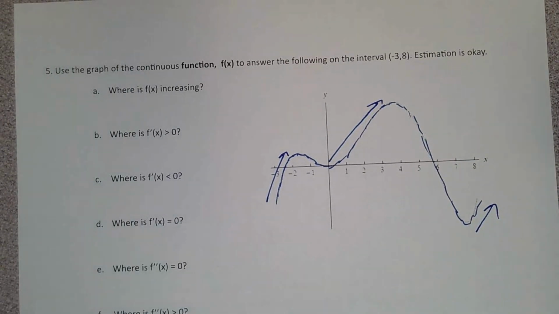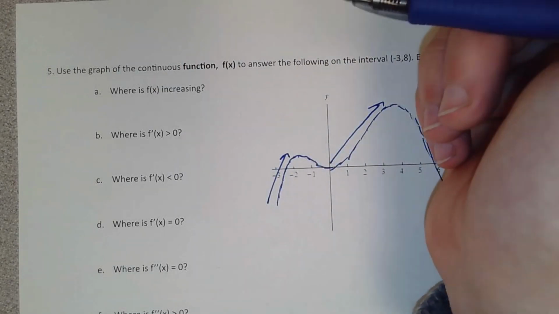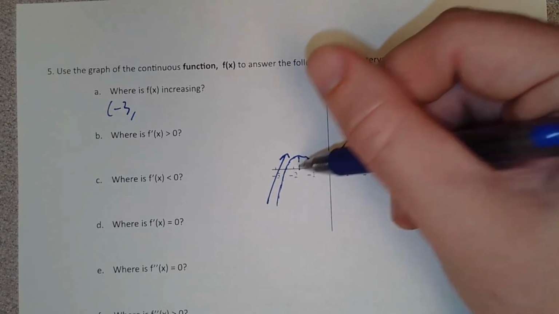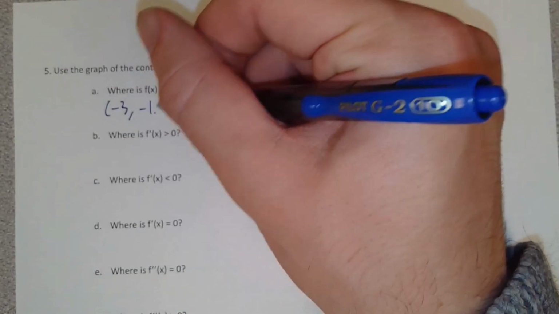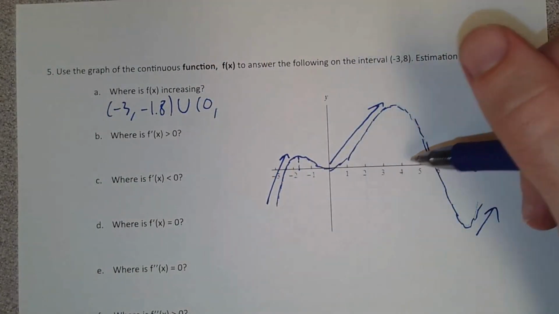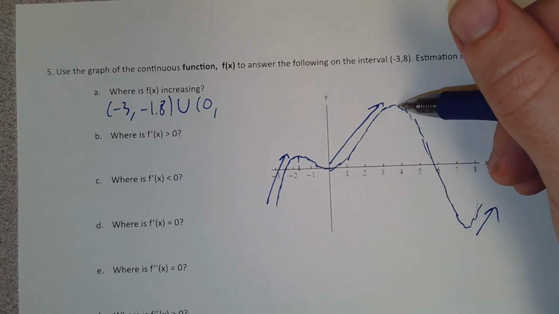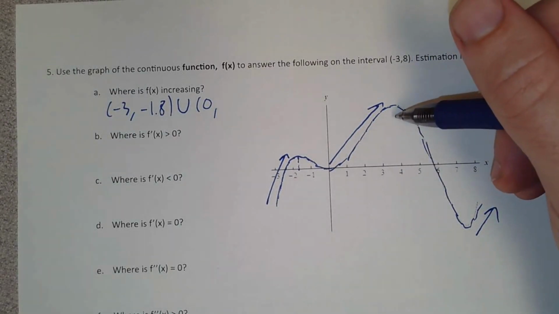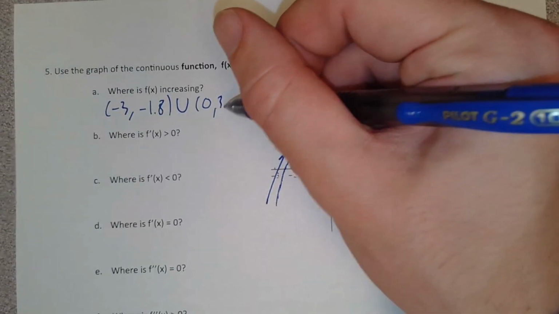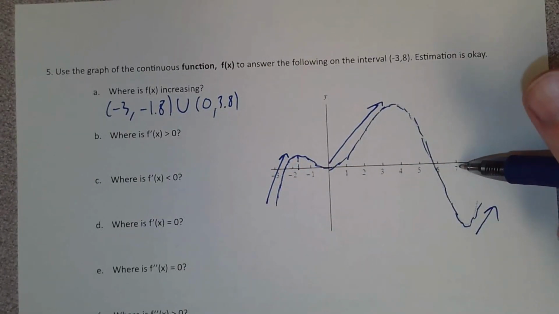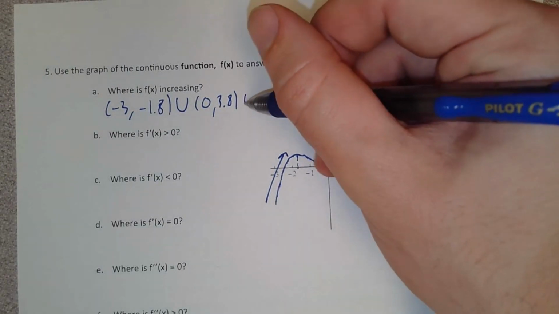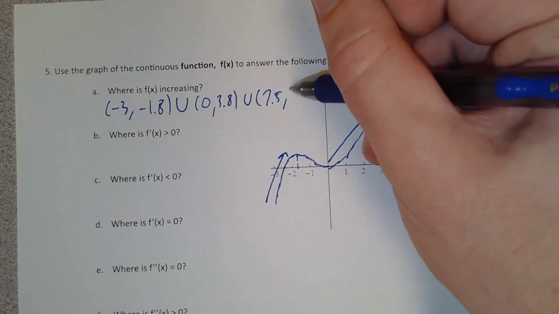So where's it increasing? I'd say -3 to, I don't know, we'll call that -1.8, and 0 to, that's almost 4 but not quite. If you put 4, I wouldn't blame you for doing that. 3.8 we'll call it. And then from, I don't know, 7.5 to 8 kind of looks like. If you're a little bit off from my intervals, that's okay.